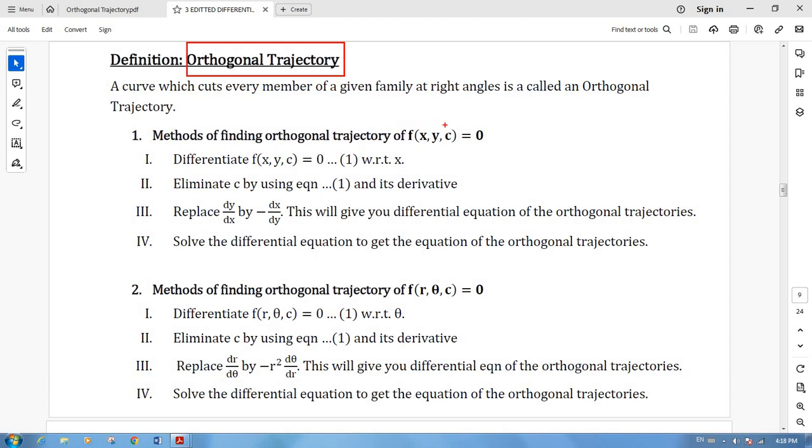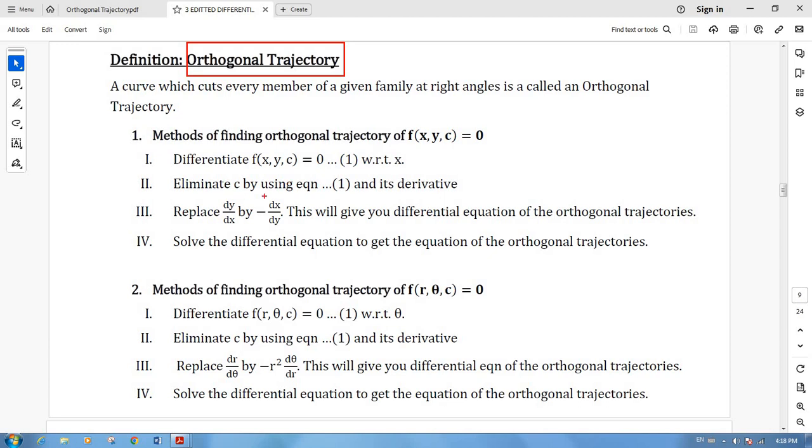Here we see we differentiate the given equation of the family of curves. Now here we may have the constant c. Sometimes the constant vanishes and sometimes we see the constant here. So here we have two equations. The given family of curves, this is one equation. The corresponding differential equation is another equation. We have to eliminate c from these two equations.